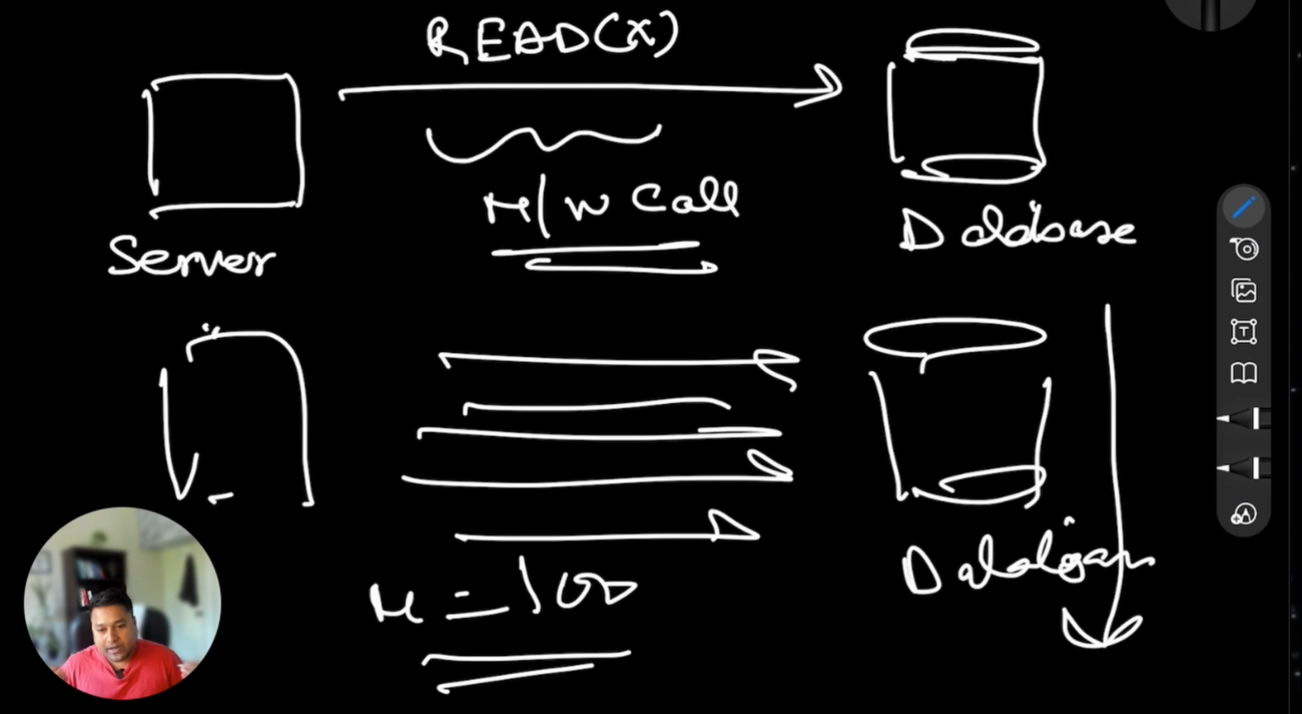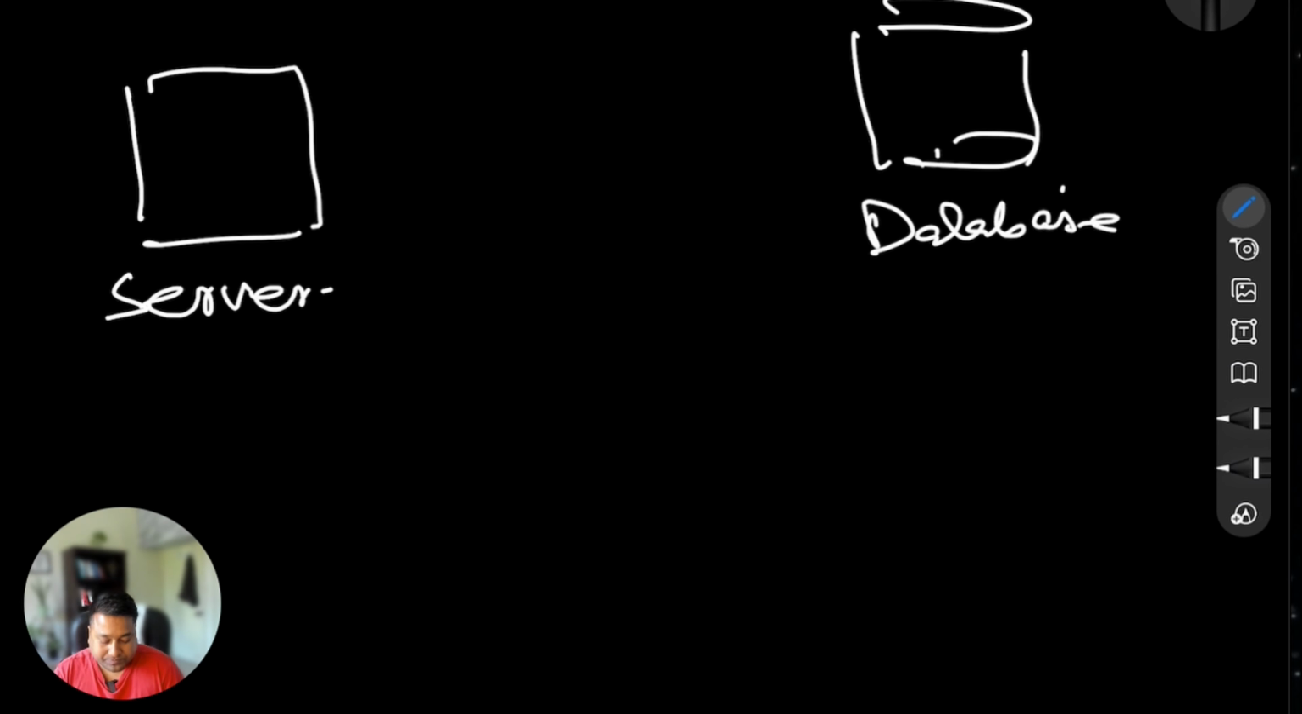So those are unnecessary network calls, right? The overall enhancement that can be done in this system is, let's say this is your server and this is your database. What I'll do is implement a cache memory. Let's say this is my cache memory.